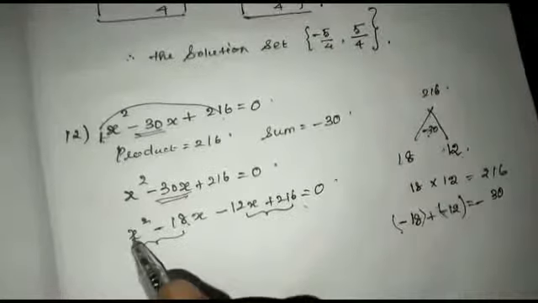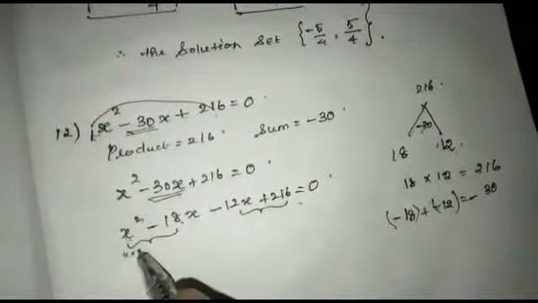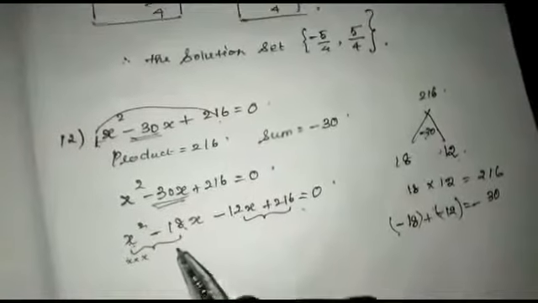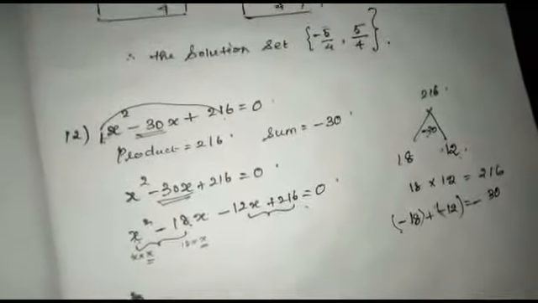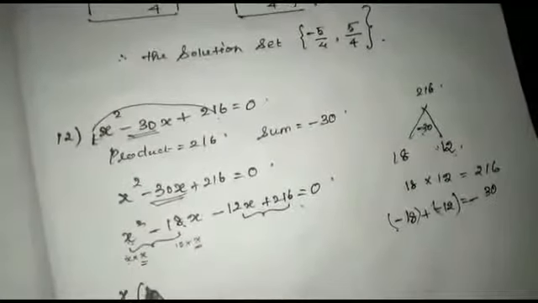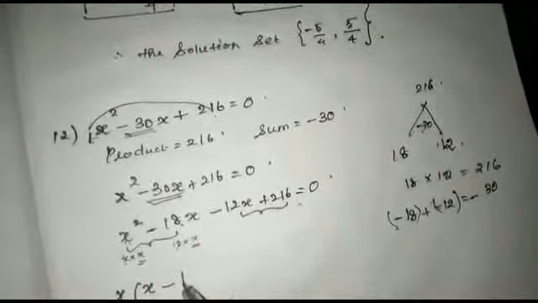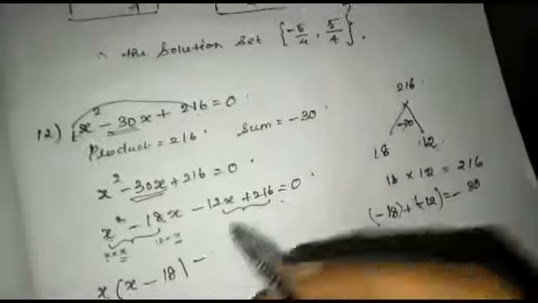Here this x square can be written as x into x. And here 18x is 18 into x. So what is common? x is common, right? So I can take x commonly outside. So the remaining x you have to write inside. Here this remaining 18 you have to write inside.